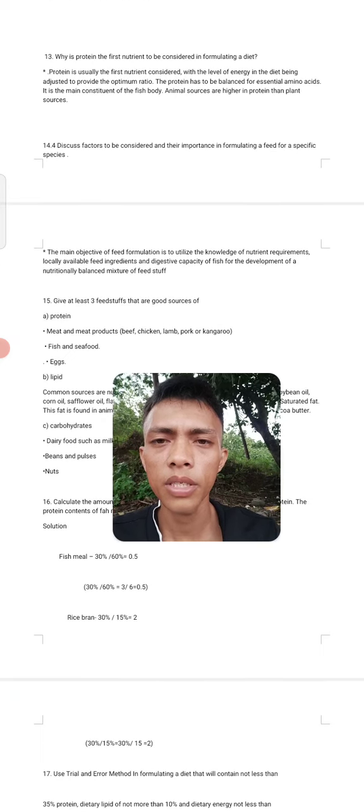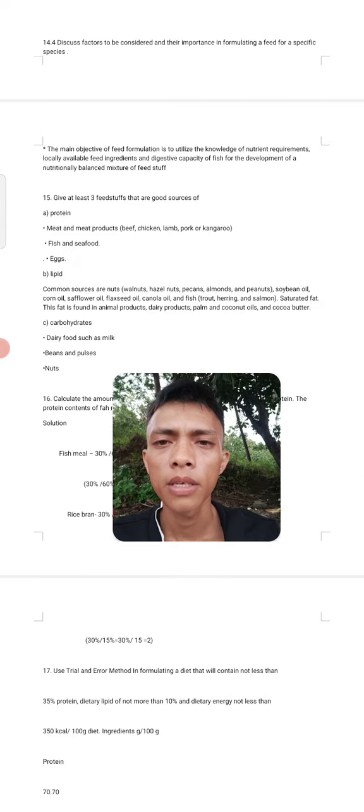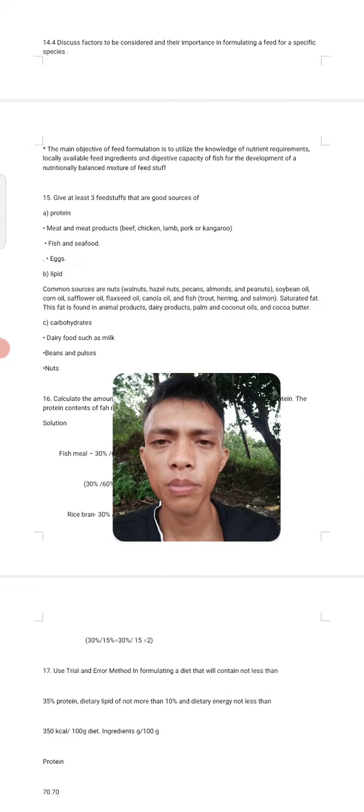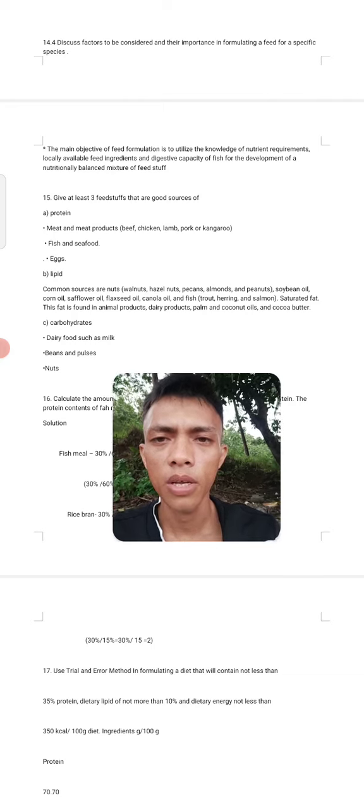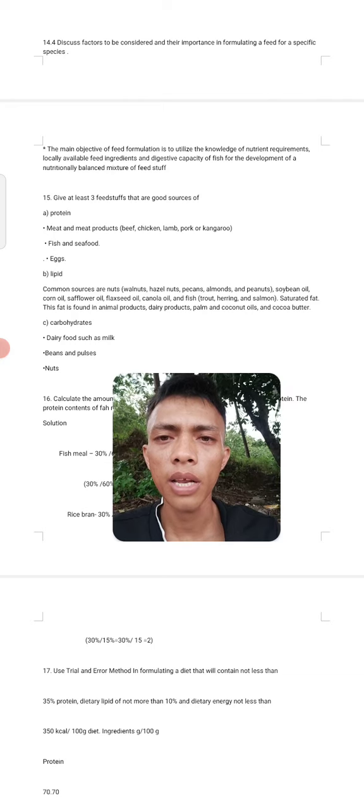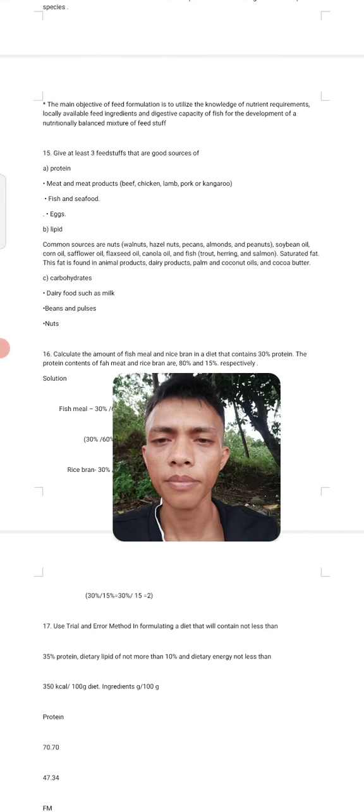14. Discuss the factors to be considered and their importance in formulating feed for specific species. The main objective of feed formulation is to utilize the knowledge of nutrient requirements, locally available feed ingredients, and the digestive capacity of the fish, to develop a nutritionally balanced mixture of feedstuffs.